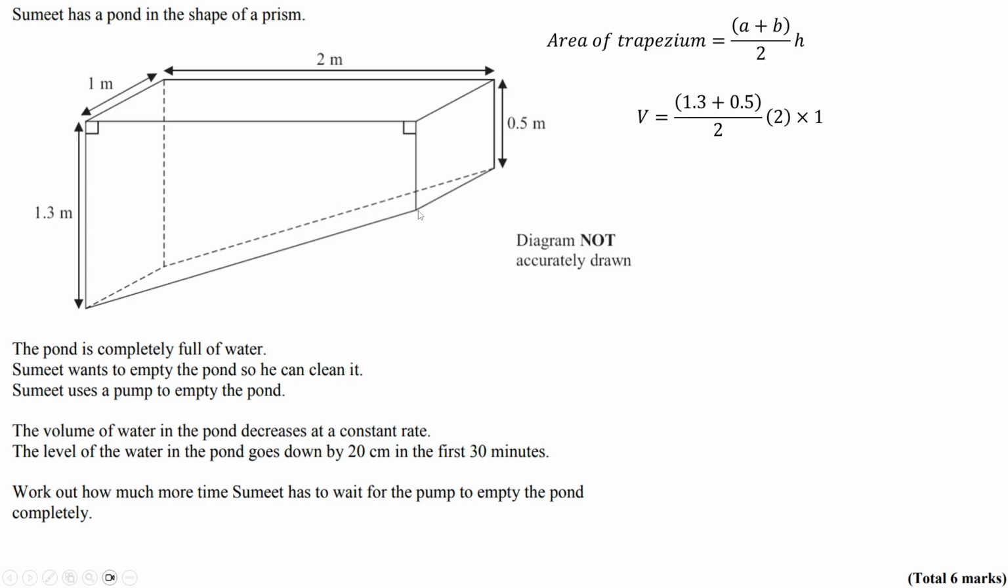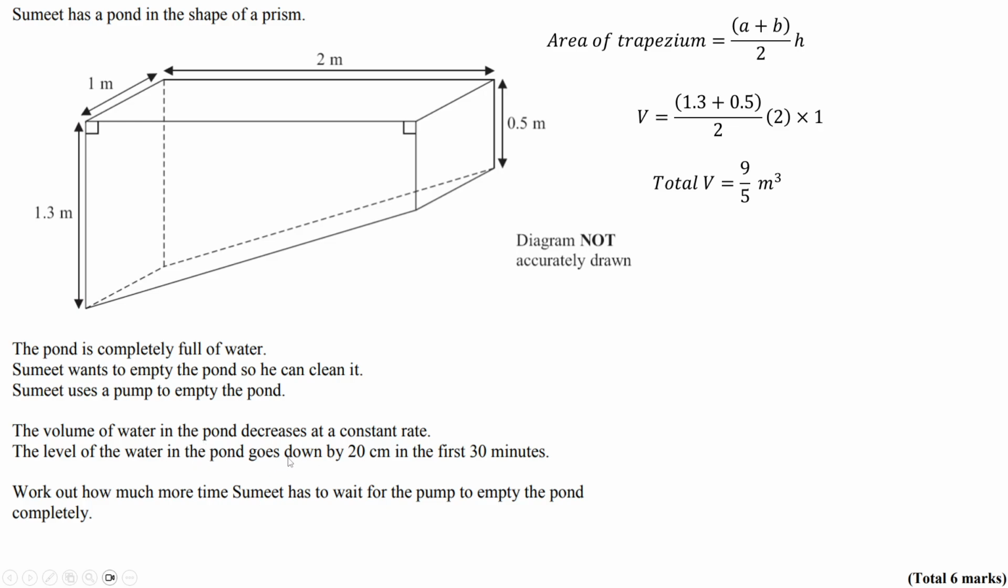Another way you could have done that is to draw a line from here to here, and say that that height there is 1.3 take away 0.5, and then find the area of that bottom triangle and the area of this top rectangle to find the full volume. It's the same either way. This gives us a total volume of 9/5 meters cubed.